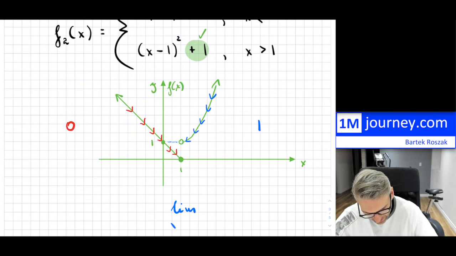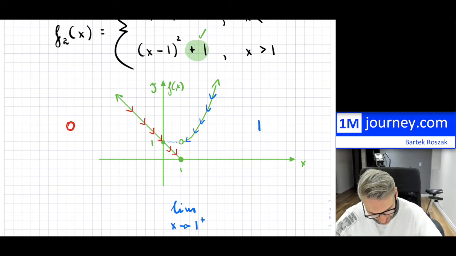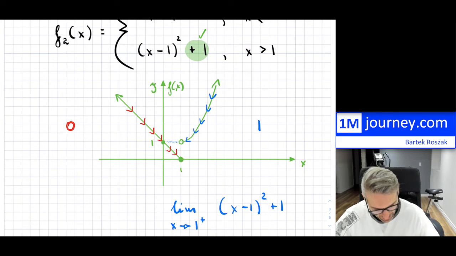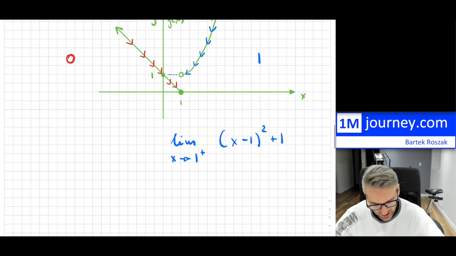So you can say limit as x is approaching 1 from the positive side, and here is my function, x minus 1 squared plus 1. You can make it from the right-hand side, so if you recall, you can substitute 1 for x, because we're approaching 1, plus some h, and then h is tending towards 0.